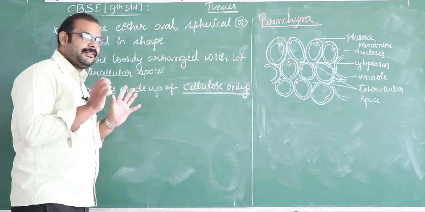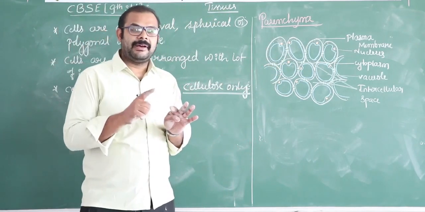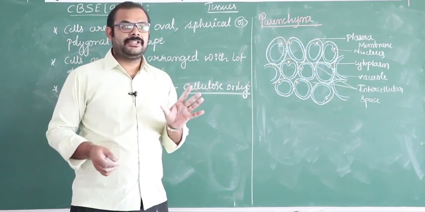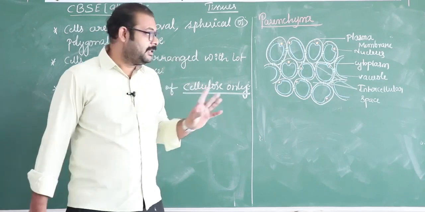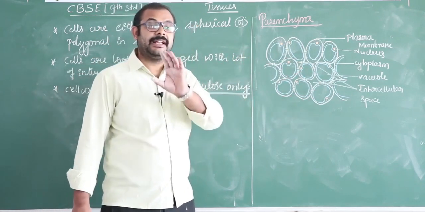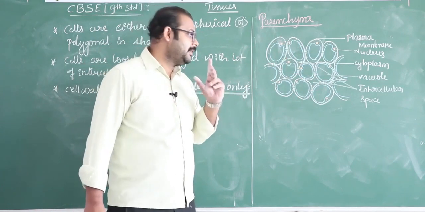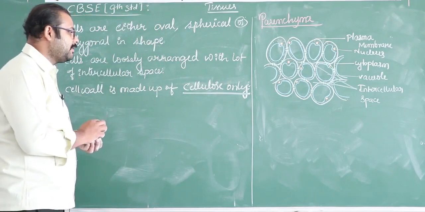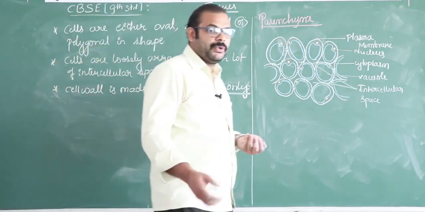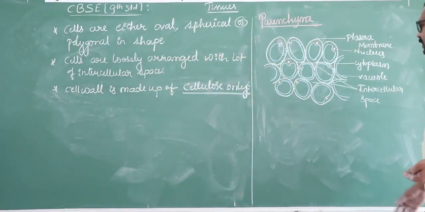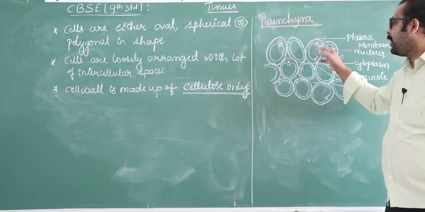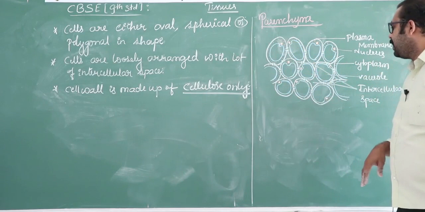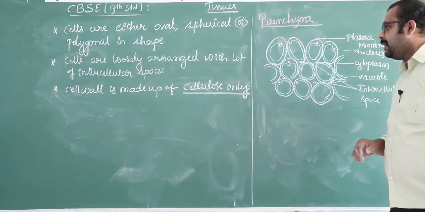So let's see why it is called simple permanent tissue. Parenchyma, collenchyma, sclerenchyma are called simple permanent tissues because all these tissues are made up of only one kind of cells. Then this is about the structure of parenchyma. In addition, they have a large central vacuole, and because of that the nucleus and cytoplasm are towards the periphery. This is another feature you can add to the parenchyma.